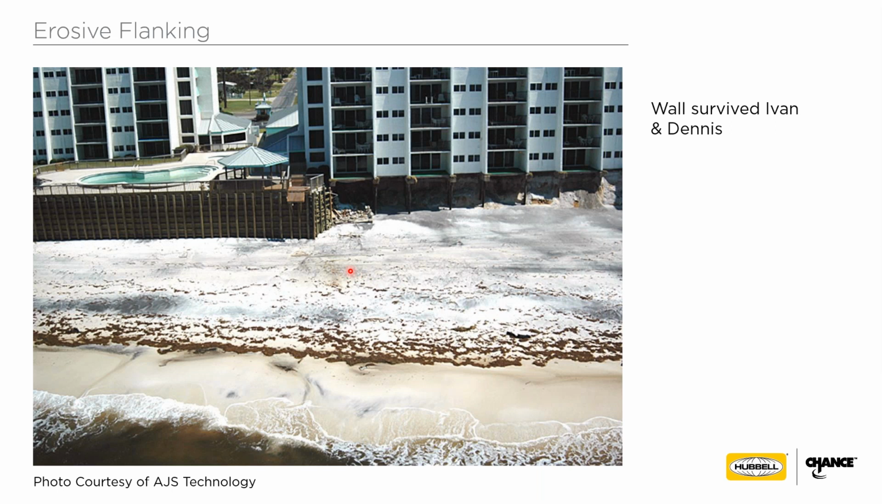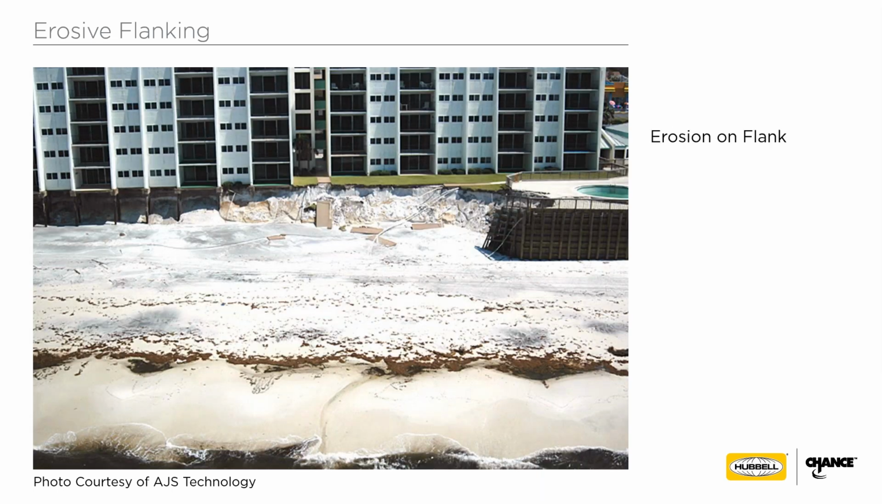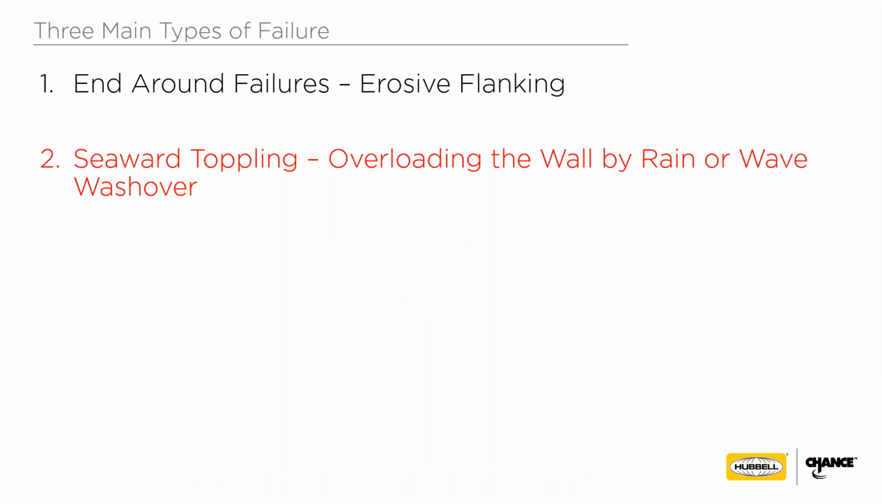Go to the next slide. You'll see the left side of this wall, where the wall was not returned back all the way to the adjacent building, and see the kind of damage that came just by coming around the wall. The wall was tall enough and survived the storm surge, but it got flanked around the end, and they lost a huge amount of area, pool deck, and patio.